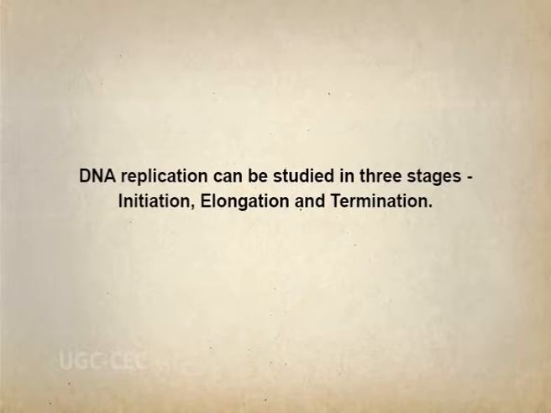If the dispersive model were the correct model, the scientists would have continued to observe only a single band after every round of replication. After the Meselson and Stahl experiment, we conclude that DNA replication undergoes in a semi-conservative fashion, and it was further studied in which manner it replicates. DNA replication can be studied in three stages, which we'll divide as initiation, elongation, and termination.